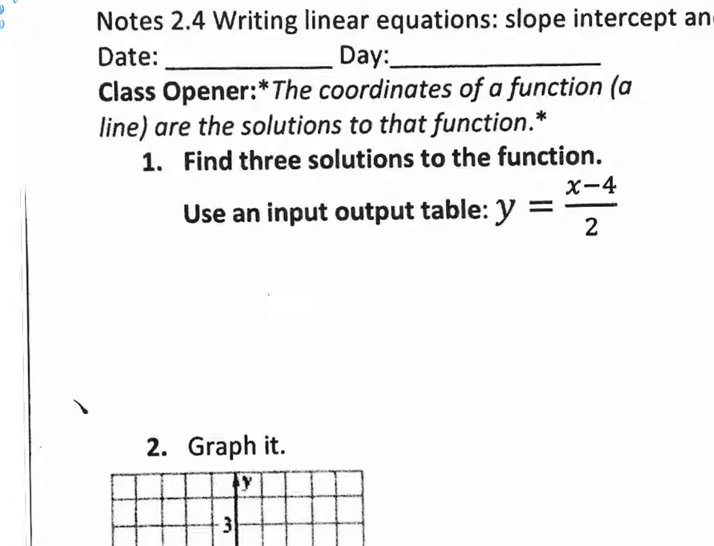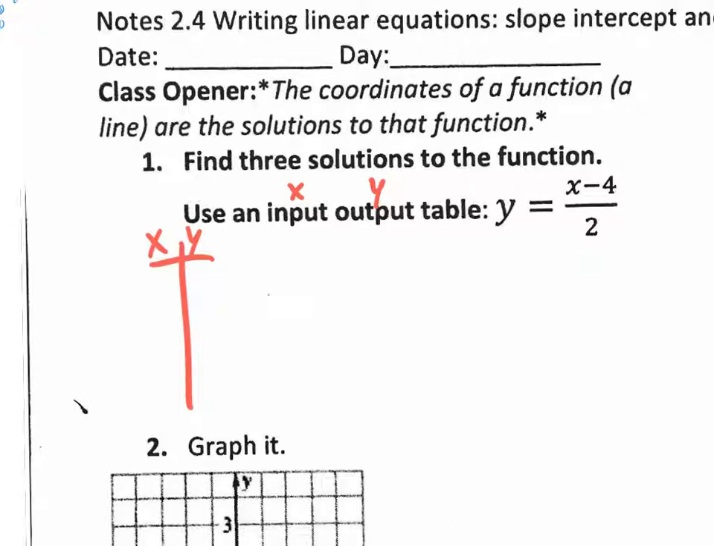So we have a function right here, y equals x minus 4 over 2, and they want us to find 3 solutions, and they want us to use an input-output table. What is that? What's an input-output table? Anybody? Input, like the x, y. Absolutely. An input-output table is an x-y table, where your inputs are your x values and your outputs are your y values. This is all a review from Algebra 1.